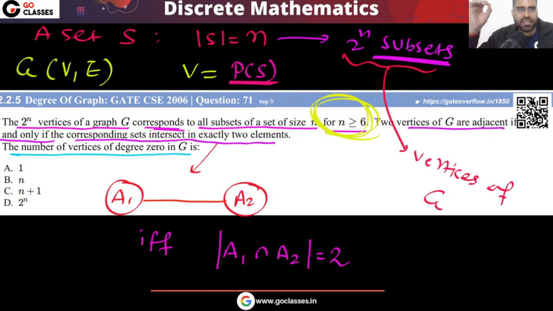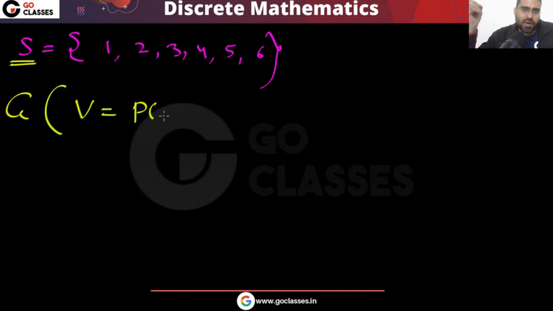Do not worry about this n greater than or equal to 6. Like, you can take it if you want. But anyway, let me take a simple example. So let's assume that S can have, for example, 6 elements. At least 6 elements must be there, the question is saying. So let's take 6 elements, no problem: 1, 2, 3, 4, 5, 6. Let's assume this is your set. Now we are creating a graph in which the vertices are basically the power set of S, and we are putting edges. You know that there are 2 power 6, that is 64 subsets.